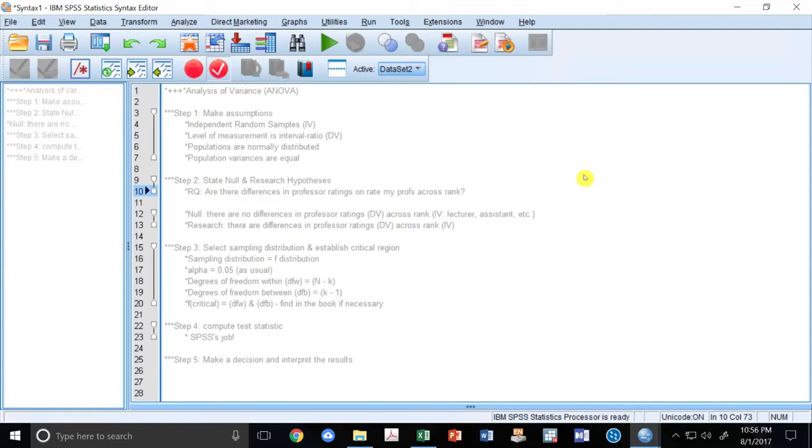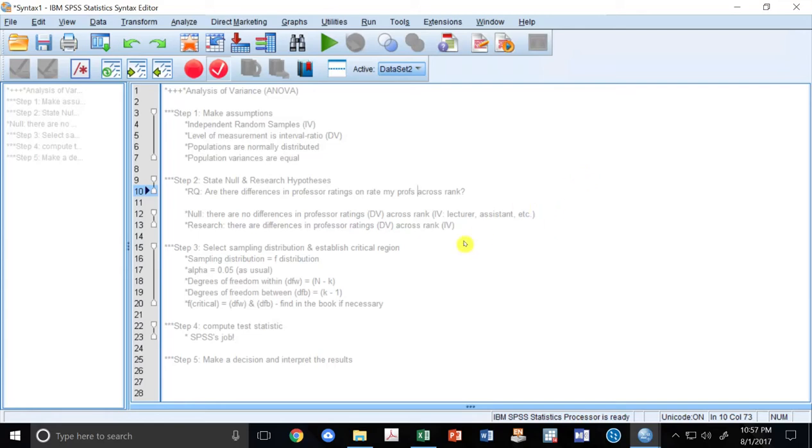The difference between ANOVA and t-tests is that you do not state direction in ANOVA. You state direction in t-tests, but you do not state direction in ANOVA. So we have no concerns about one-tailed or two-tailed tests or anything like that. Everything is just difference, right? So we're looking for differences across the groups.